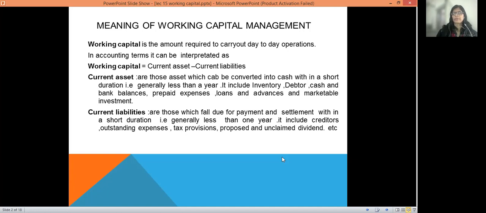Current asset are those assets which can be converted into cash within a short duration.